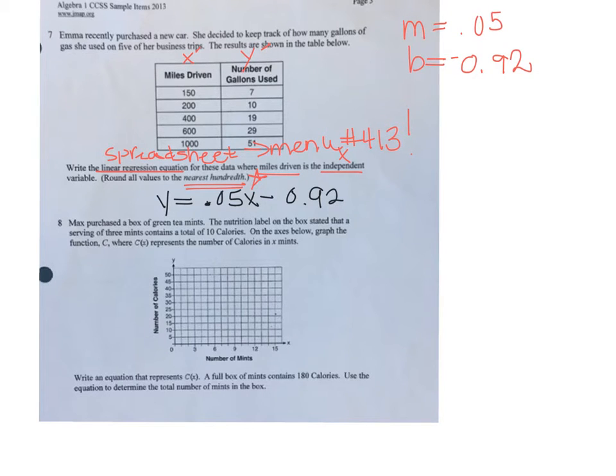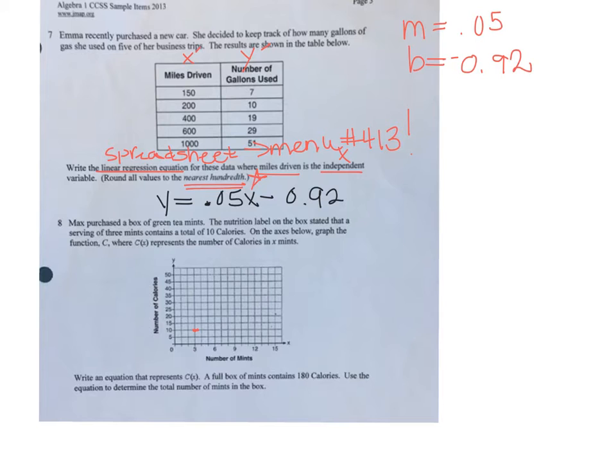Number 8, Max purchased a box of green tea mints. The nutrition label on the box stated that a serving of 3 mints contains a total of 10 calories. On the axis below, graph the function c, where c of x represents the number of calories in x mints. So a serving of 3 mints represents 10 calories. We can designate that, so 3, 10 is in this area.